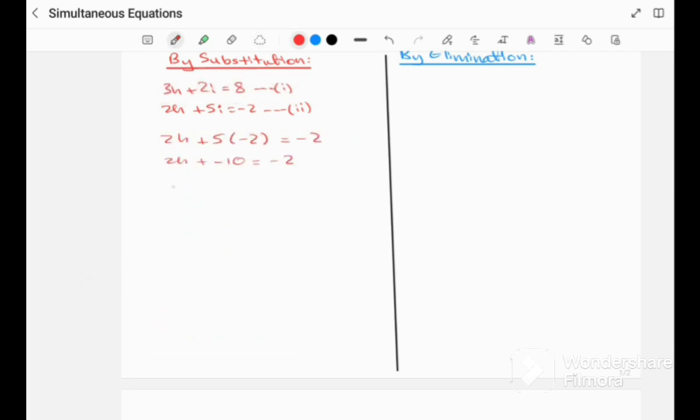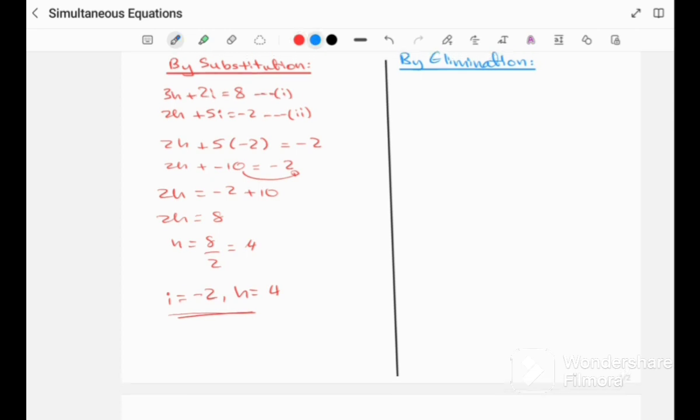Okay. So we have 2h minus 10 is equal to negative 2. We'll move the 10, so negative 10 will become positive 10. We'll have 2h is equal to 8, and h is equal to 8 over 2, which is 4. So now we have found our i, which was negative 2, and our h, which is 4.